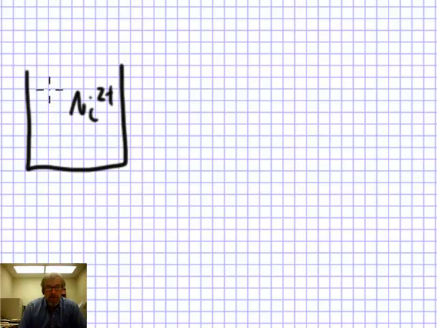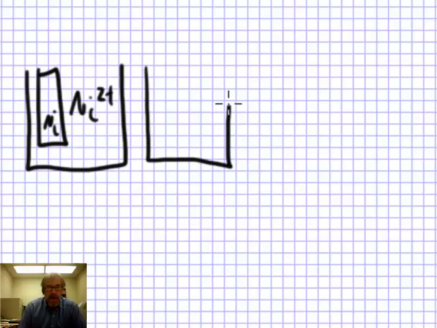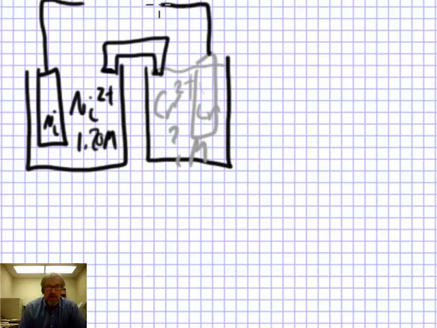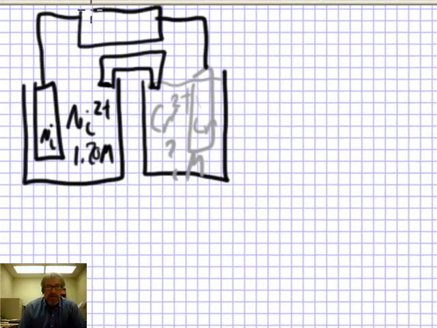Let's start out by drawing a picture of this cell. In one half cell we have nickel ions, nickel 2, and we have an electrode that's made of nickel. In the other half cell, we've got a piece of chromium, and we have a solution of chromium 3+ ions, but we don't know the concentration. We do know the concentration of the nickel solution, and it's 1.20 molar. And of course there would have to be a salt bridge connecting these so that the circuit was complete, and there would be a wire connecting the two electrodes. That wire is hooked up to a voltmeter, and it tells us that 0.552 volts is the reading.